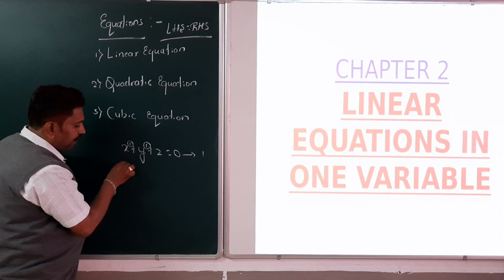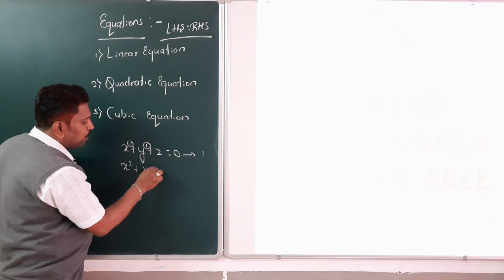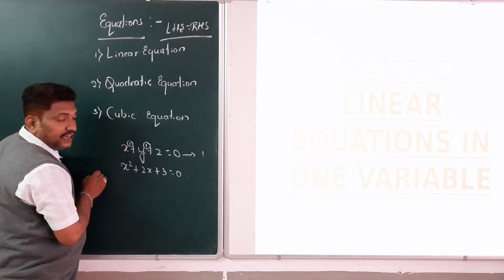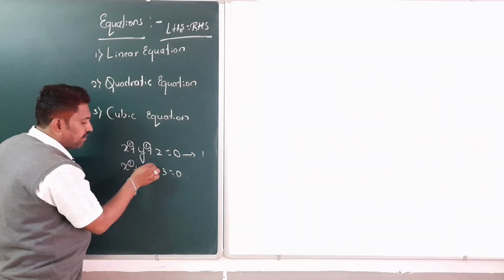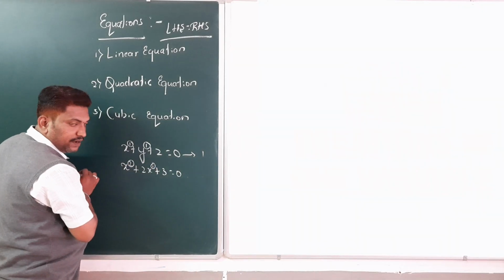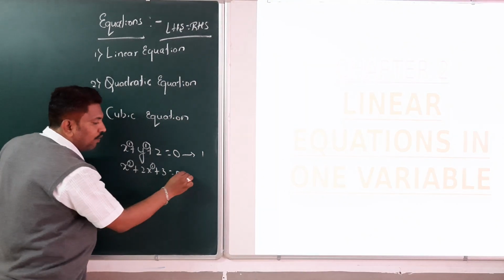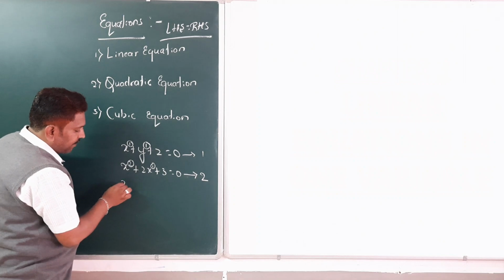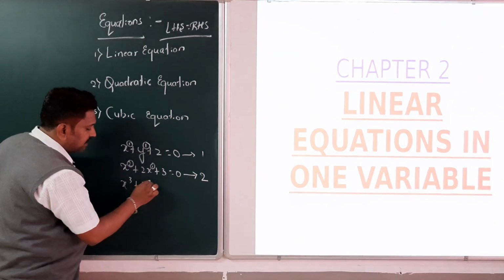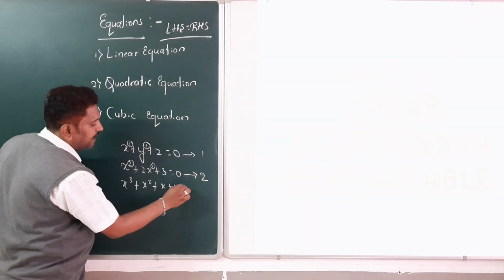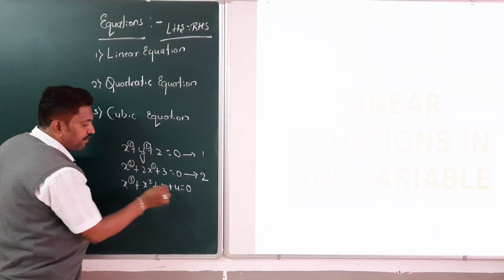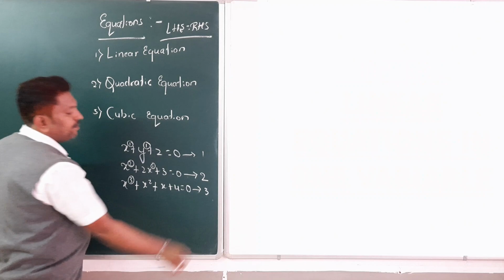1. Next one, x square plus 2x plus 3 is equal to 0. Which is the highest degree here? 2. The degree of the variable x is 2, so we can say that the degree of the equation is 2. Next, x cube plus x square plus x plus 4 is equal to 0. Which is the highest degree here? 3. We can say the degree of the equation is 3.